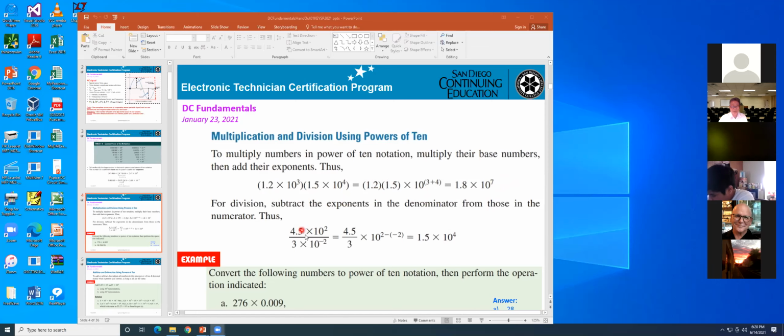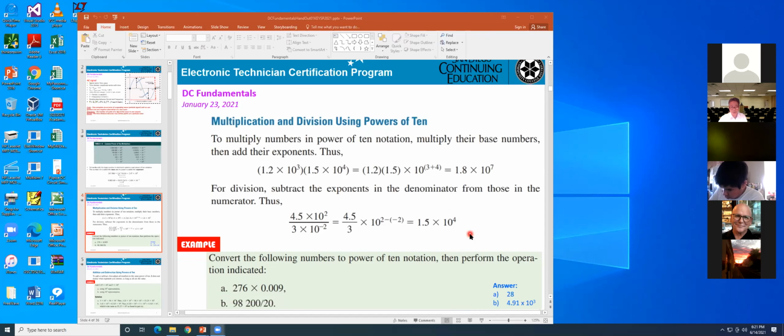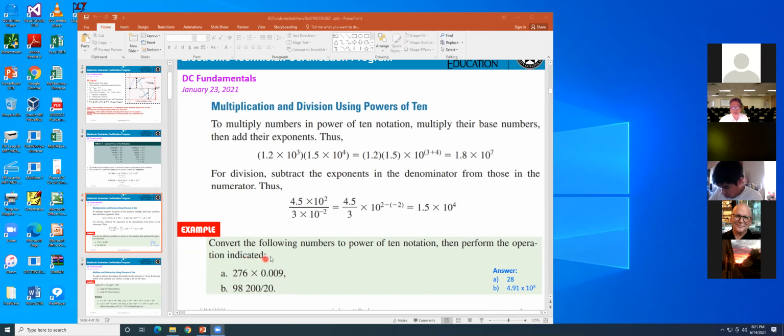And now for division, okay? You divide 4.5 times 10 power 2, okay, by 3 times 10 power negative 2. You divide the numbers, 4.5 divided by 3, you get 1.5. And the power, okay, you take 2 minus minus 2, so you get 1.5 times 10 to power 4. We will not go into too much of the math, but the basic thing here, you have to know, okay? The thing is, we're using it a lot in the program.